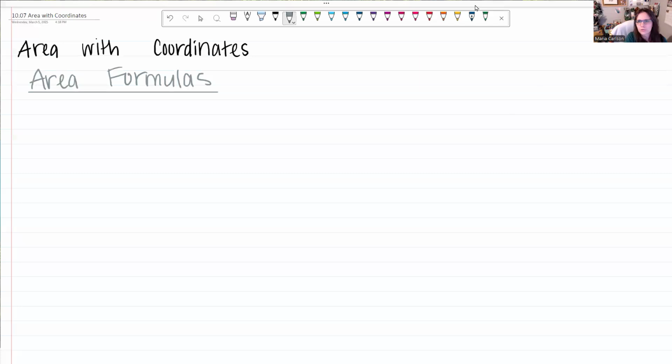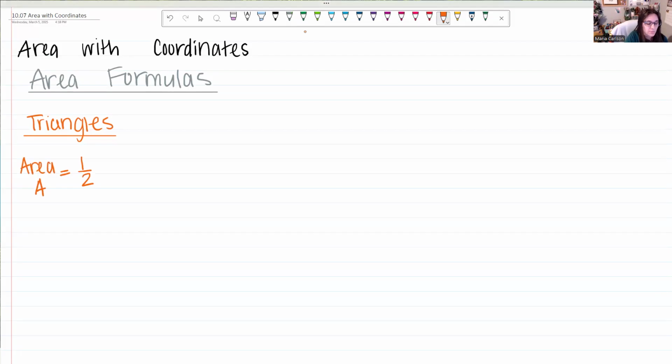All right, so we're going to start with triangles. The three-sided polygon. So triangles, their area, or A is often the letter we use for area, is 1/2 times the base times the height. 1/2 base times height, or base times height divided by 2 is another way you can see that. And again, this is 1/2 times the base times the height of the triangle.